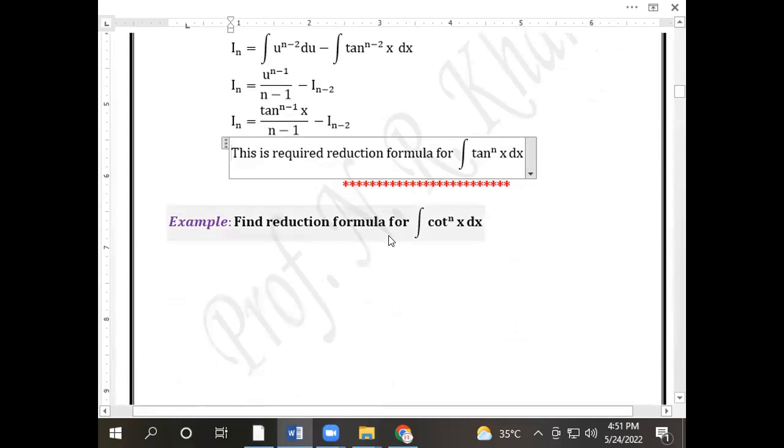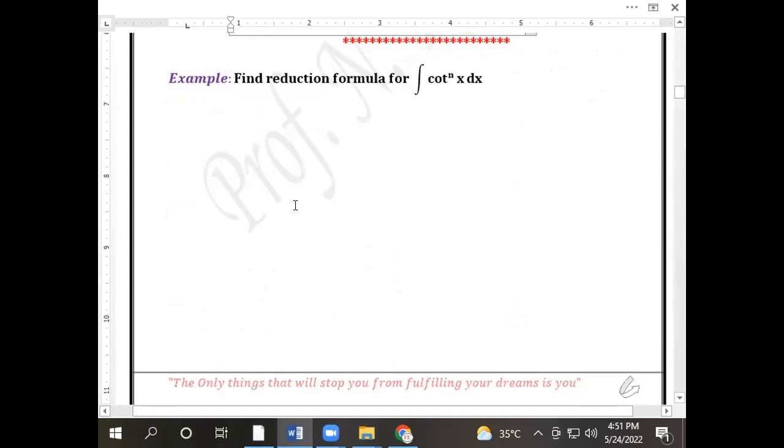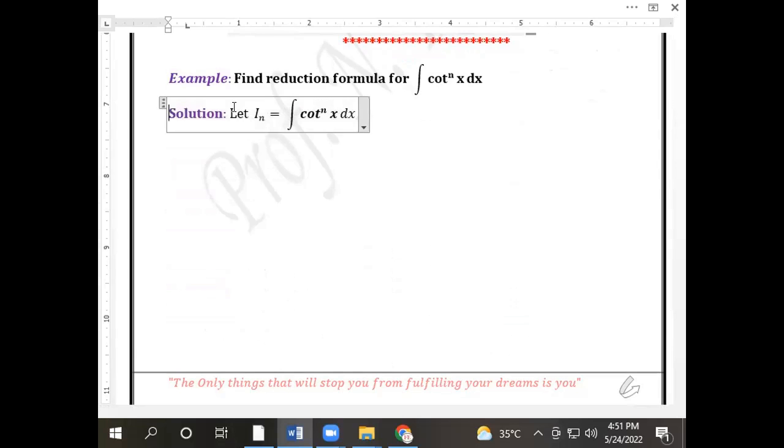So in a similar way, we can find the reduction formula for cot raised to n of x. The same conversion we have to perform to find the reduction formula for cot. The first step, we write the value of this integration equal to some letter. The index of cot is n here. So the integration is denoted by I_n.